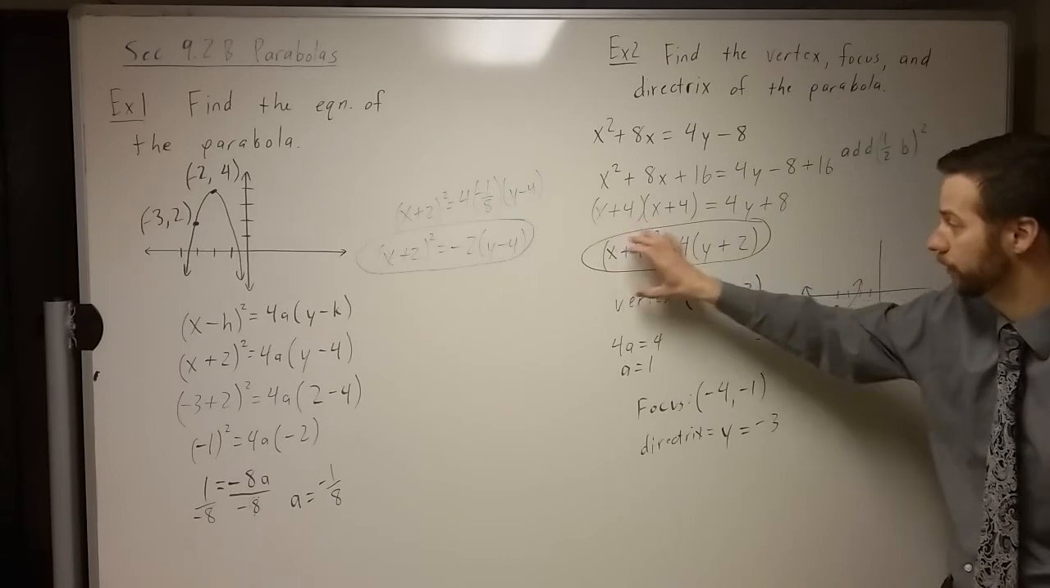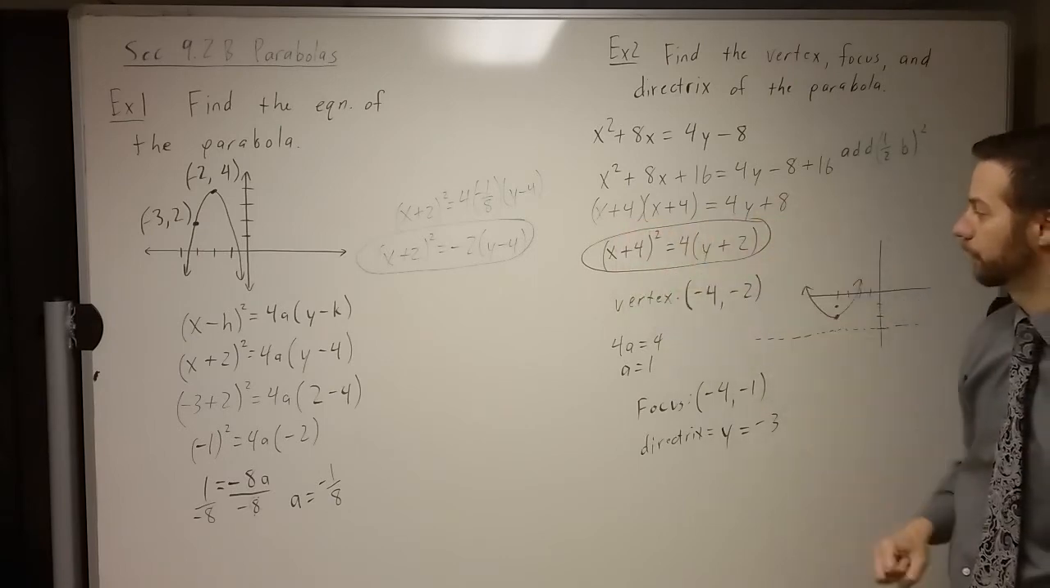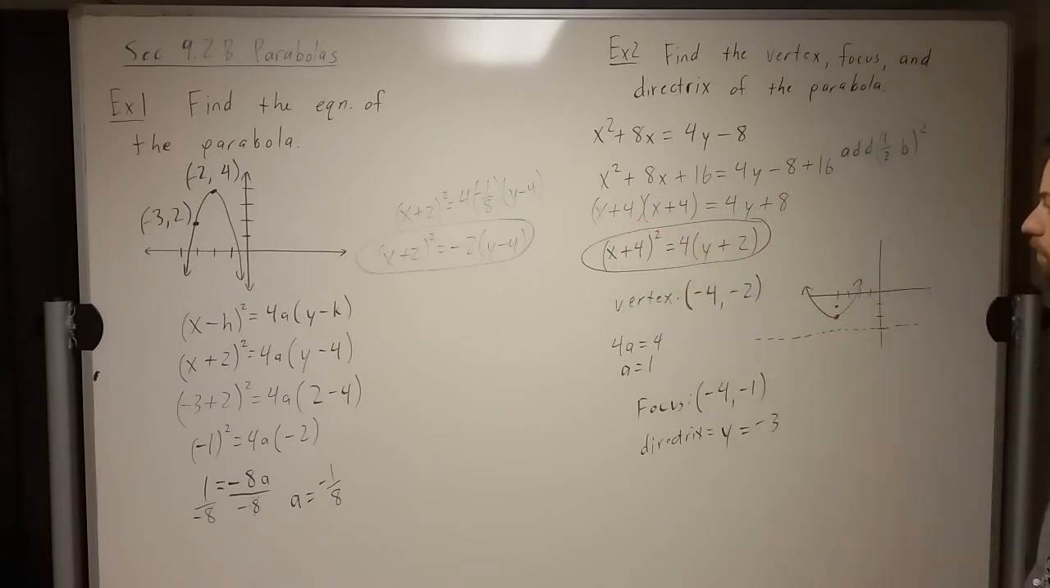And then from this point, it's really what we did yesterday. We can find the vertex, focus, and directrix from knowing what A is and knowing what H and K are.